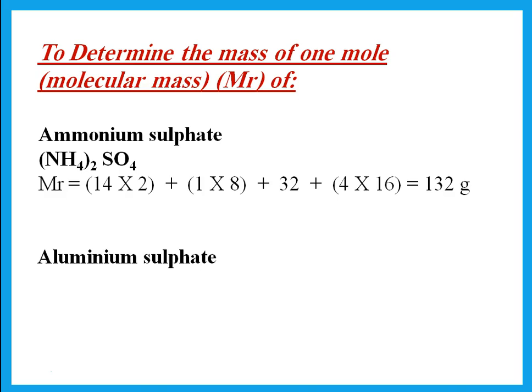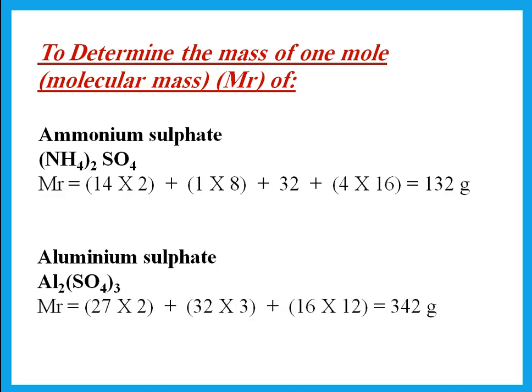So let's try another example. Aluminium sulfate. How do I write the formula of aluminium sulfate? Aluminium is Al, sulfate is SO4, and then the valency of aluminium is 3, so that goes under the SO4. The valency of sulfate is 2, so that goes under the aluminium. Now we bring the periodic table and we look at the mass of each of these.